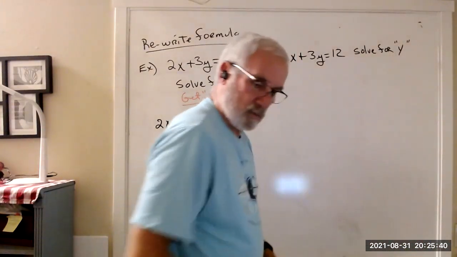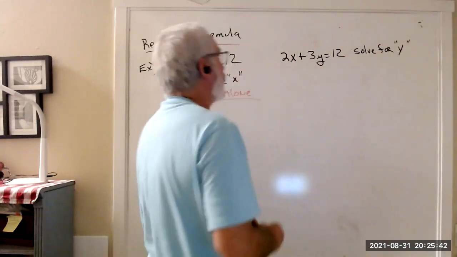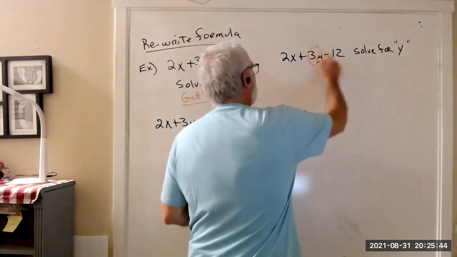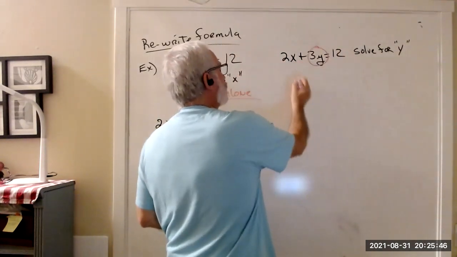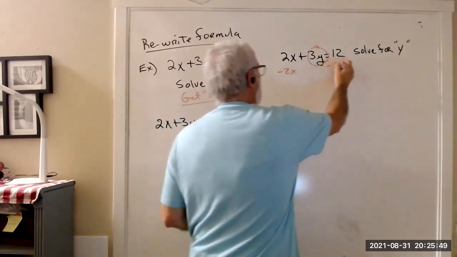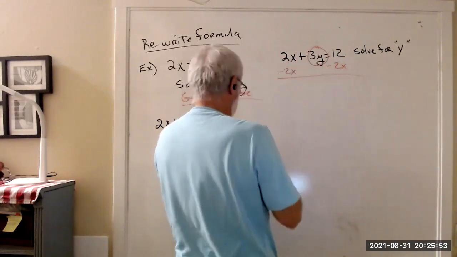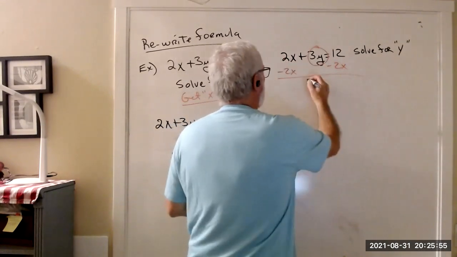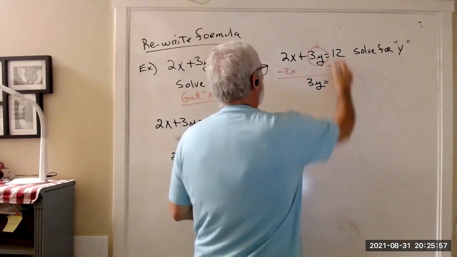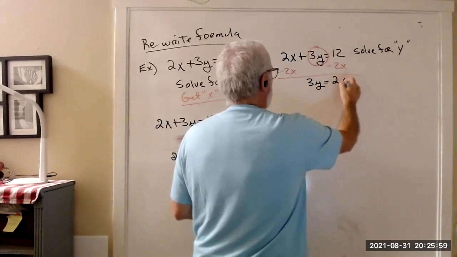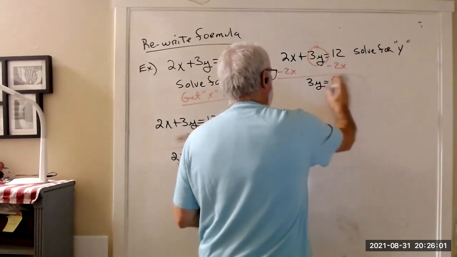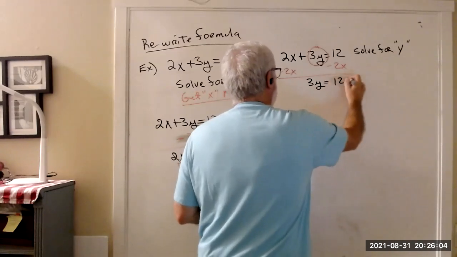Okay, let's see what happens. So I want to get y by itself, which means I want to get rid of the 2x, so I take 2x away from both sides. 2x minus 2x goes away, so I get 3y equals 12 minus 2x. I'm having trouble writing it. 12 minus 2x.